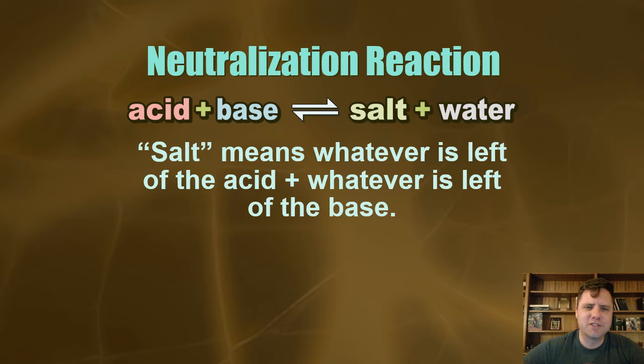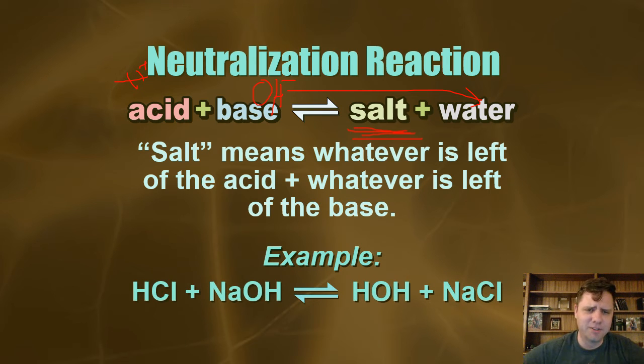Salt means whatever is left of the acid and whatever is left of the base. So whatever is left from the acid after the H plus goes away, whatever is left of the base after the OH minus goes away, those things come together to form the salt. And then the H and the OH combine together in this double replacement reaction to form water. Example, HCl plus NaOH yields HOH or H2O plus NaCl, salt or table salt, sodium chloride.